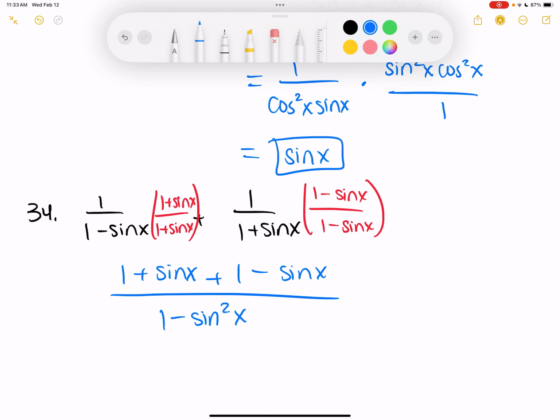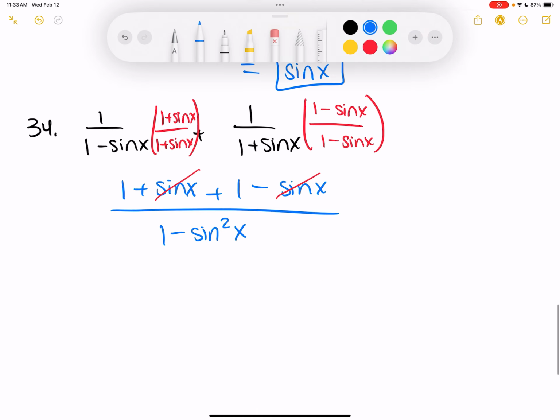So on top, the sine of x terms cancel. What's 1 minus sine squared of x? You may have to manipulate an identity that you have. Cosine squared. Yep, so this would be 1 over, or not 1, 2 over cosine squared of x. And typically, what is 1 over cosine? Secant. Secant. So this is going to be 2 secant squared of x.